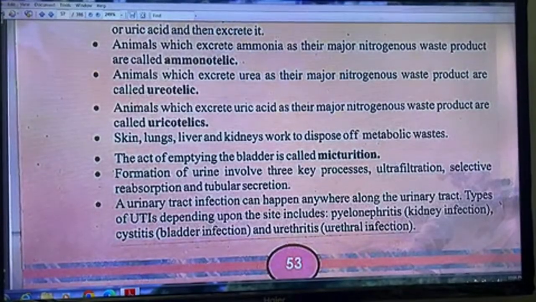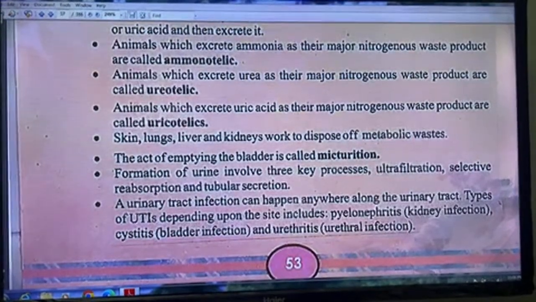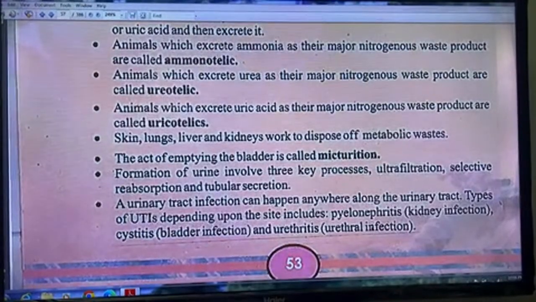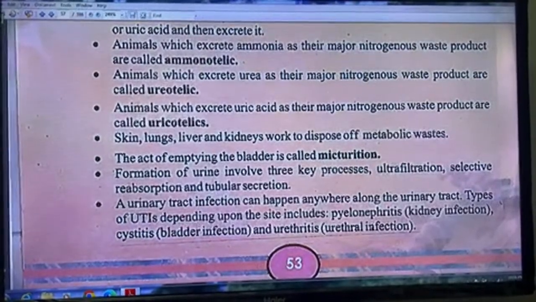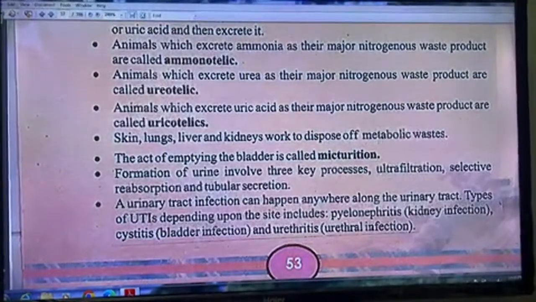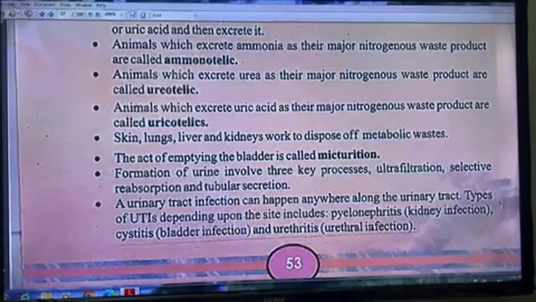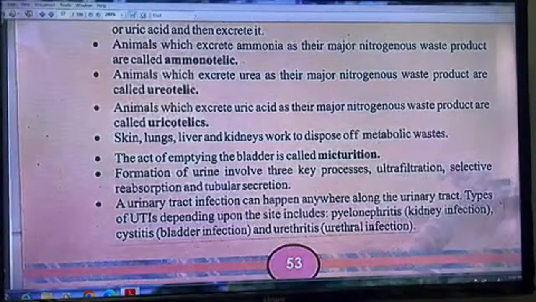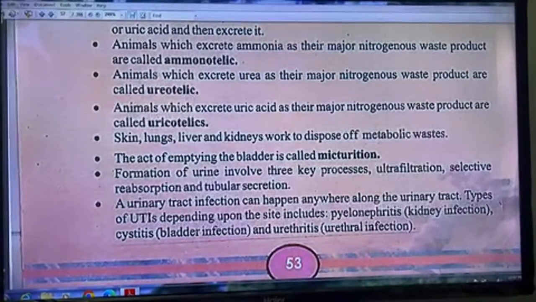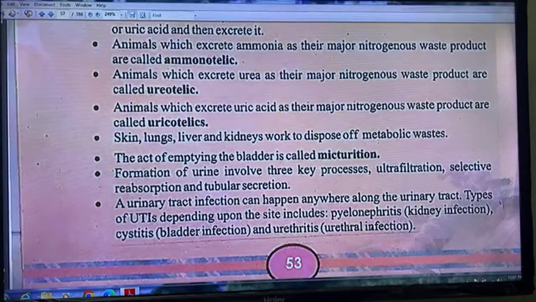Skin, lungs, liver, and kidneys work to dispose of metabolic wastes. The act of emptying the bladder is called micturition. Formation of urine involves three key processes: ultrafiltration, selective reabsorption, and tubular secretion. A urinary tract infection can happen anywhere along the urinary tract.